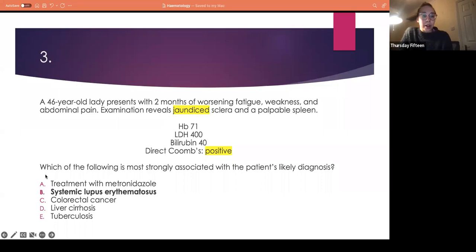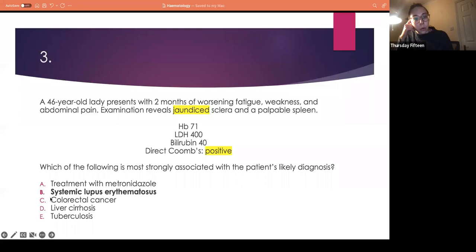Some drugs can precipitate hemolytic anemia, which is why some people might have put A, treatment with metronidazole, but it's generally penicillins and cephalosporins that can cause hemolytic anemia, so that's wrong. B is right, lupus is quite strongly associated with hemolytic anemia, autoimmune hemolytic anemia.